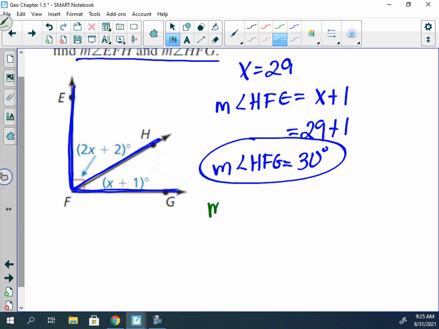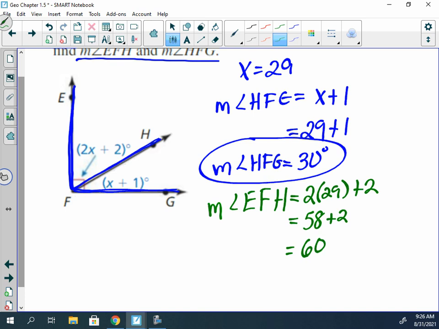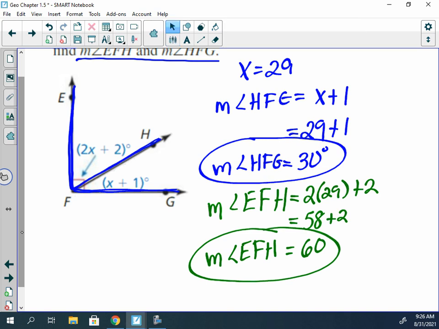Now we need to find the measure of angle EFH. How can I go about finding it? Well, yeah, so 90 minus 30 is what? 60. So if I did 2 times 29 plus 2, I'm expecting this to give me 60. 2 times 29 is 58. Plus 2 is 60.